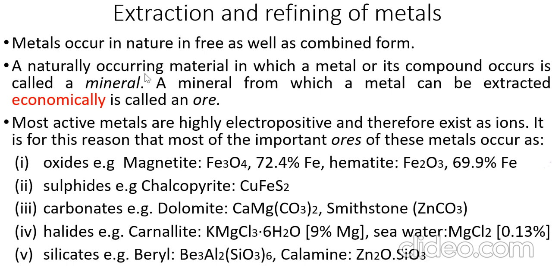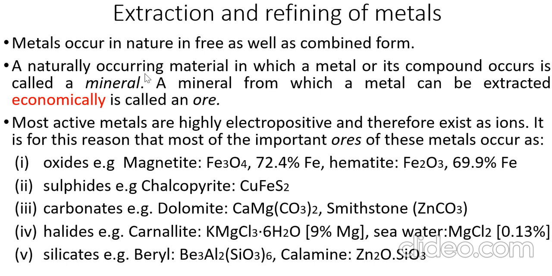So the first here is extraction and refining of metals. Metals occur in nature in free as well as in combined form. So there are two ways, either in free form or in combined form. An example of metals in free form, who can give me an example? Metals that don't require any special refining. You get them in their pure form. This is what we mean by free in nature.